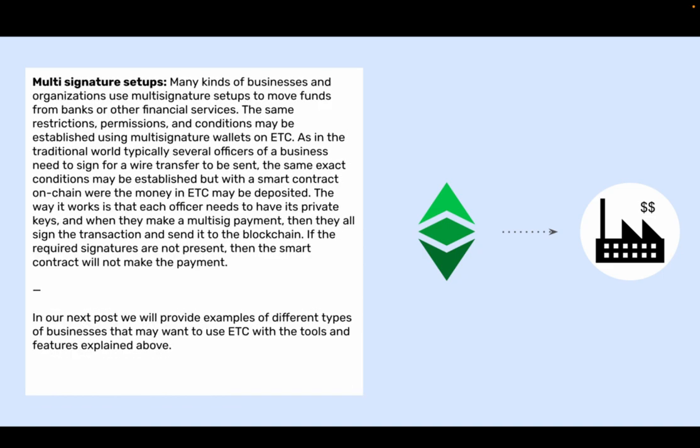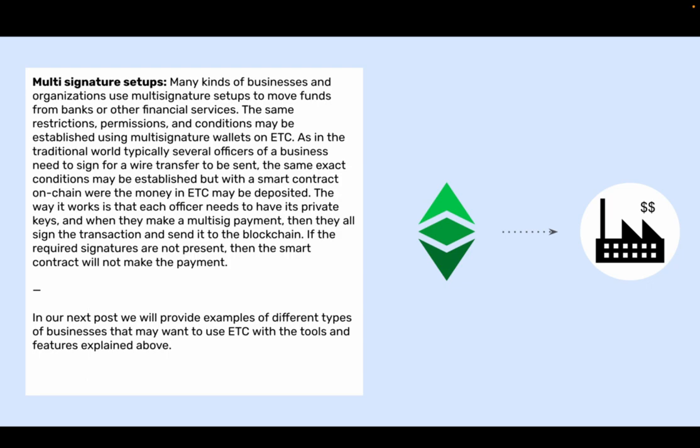Multi-signature setups. Many kinds of businesses and organizations use multi-signature setups to move funds from banks or other financial services. The same restrictions, permissions, or conditions may be established using multi-signature wallets on ETC. As in the traditional world, typically several officers of a business need to sign for a wire transfer to be sent. The same exact conditions may be established, but with a smart contract on-chain where the money in ETC may be deposited.